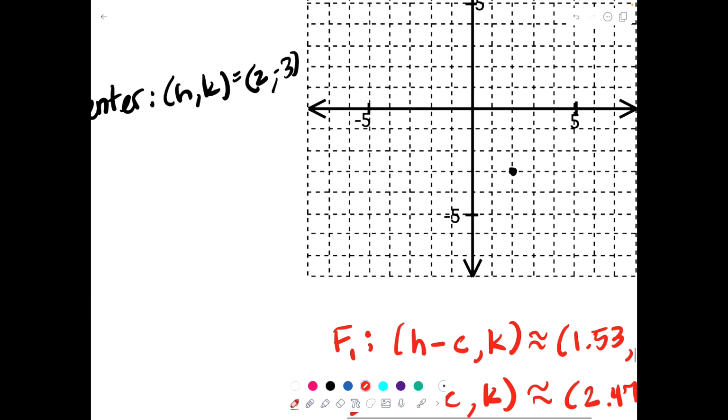So let's graph those. I'm going to come in really close, because the scale is not fabulous for this. And so we'll be down at -3. We have 1.53, which is about here. 1.53 is roughly there. And then 2.47 is roughly here.